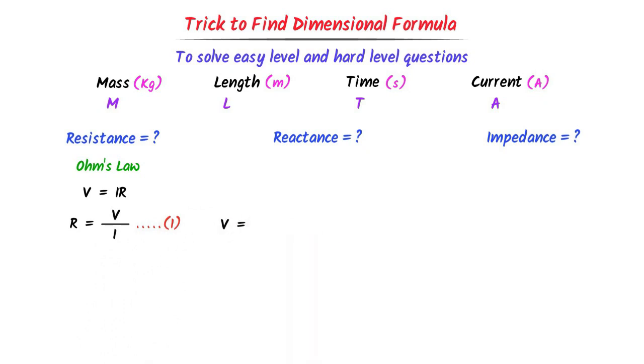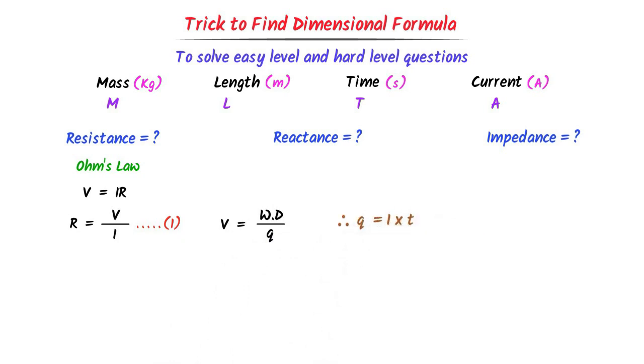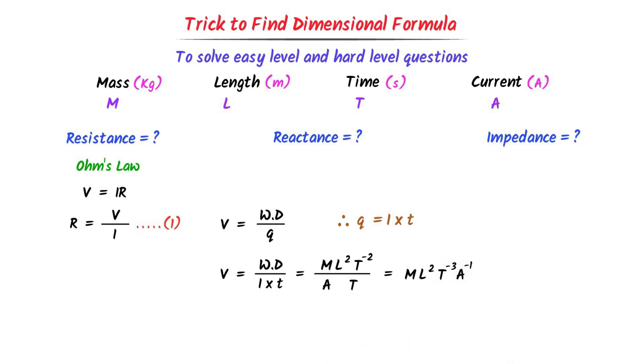We know that voltage is equal to work done upon charge. Also we know that charge is equal to I into time. So I write V is equal to work done upon I into time. We already calculated the dimensional formula of work done, which is mL squared t to the power negative 2. The dimensional symbol of current I is A and that of time is t. I shift AT from the denominator to the numerator. I get mL squared t to the power negative 3 into A to the power negative 1.